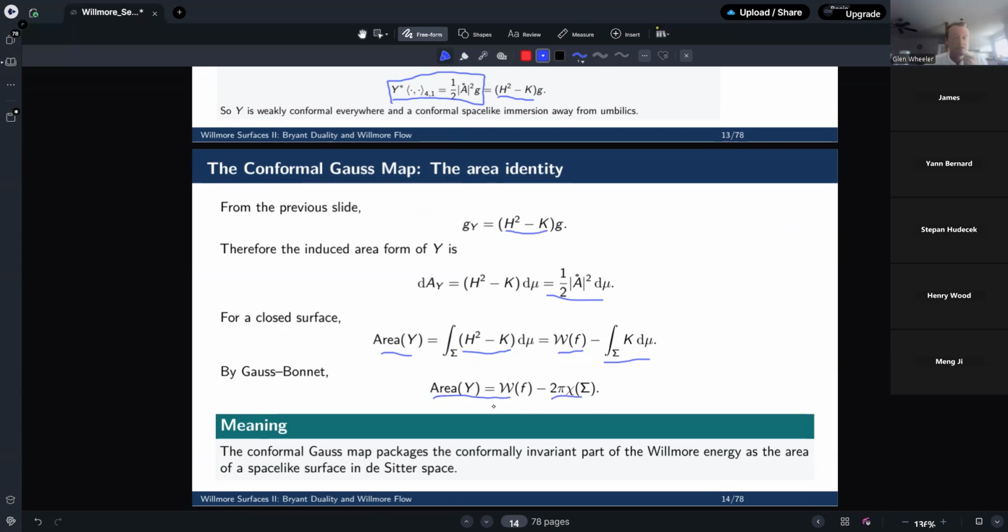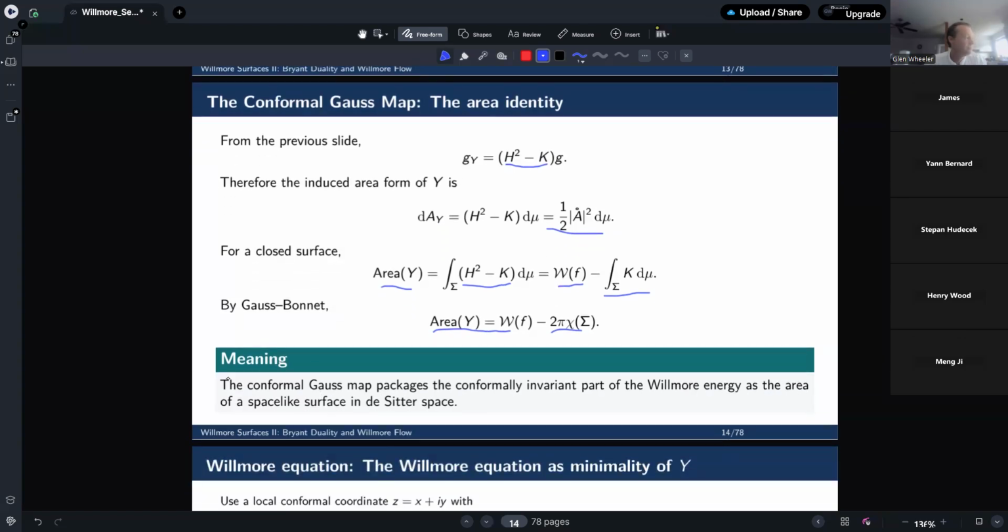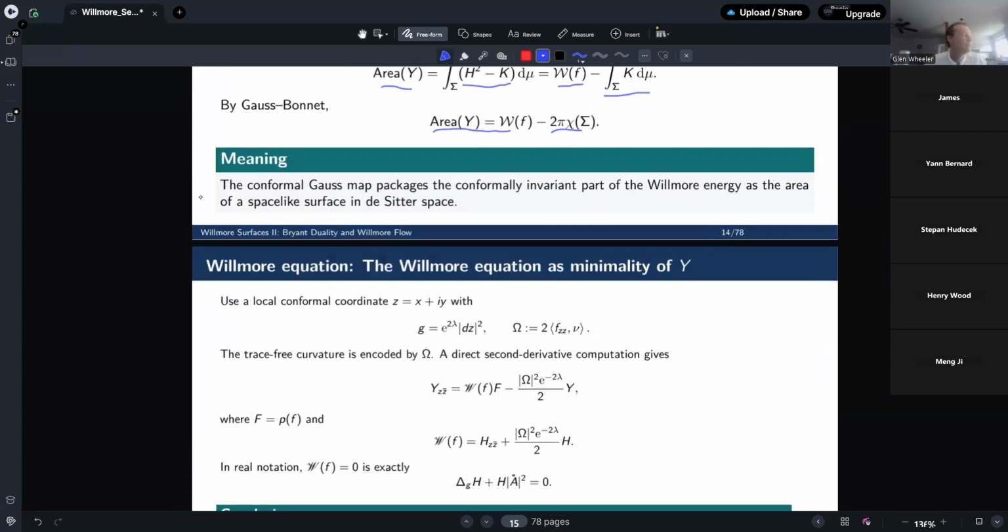So you see pretty clearly that if F is minimizing the Willmore energy, then it's not, I think this is just an intuitive reason, so it's not that clear. But anyway, you could agree that it's possible that if F minimizes Willmore, then Y should minimize area. So you have this kind of heuristic correspondence already just from these algebraic manipulations. Okay, we've got the problem with umbilics, but apart from that, it looks like minimal for Y is Willmore in F. Okay, and this is just more talking in this little meaning box.